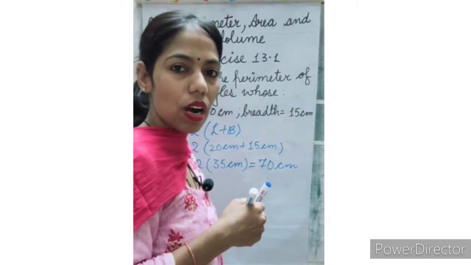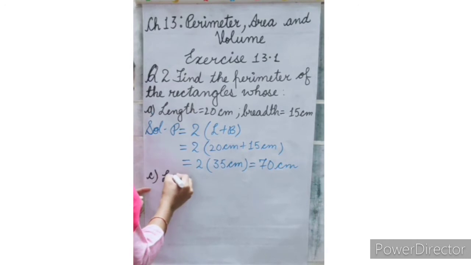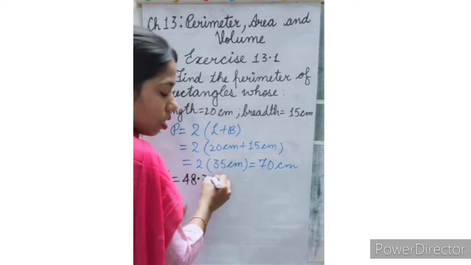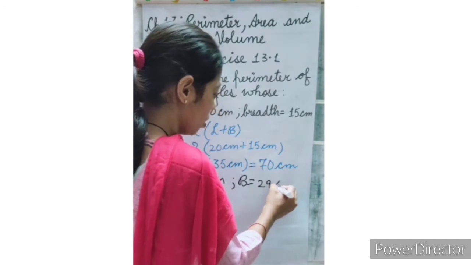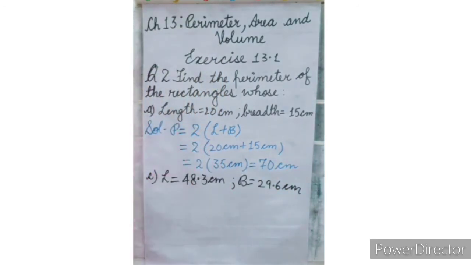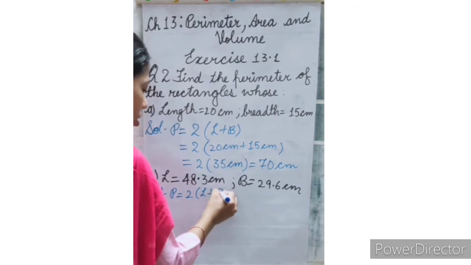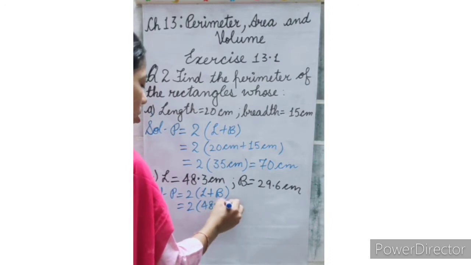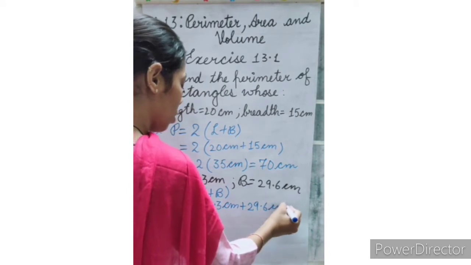Let's do part C. Part B you will do as revision work. Part C is, let's write L for length. Length equals to 48.3 centimeter and breadth is equal to 29.6 centimeter. Let's solve. We know the formula. P is equal to 2 into L plus B. Here L is 48.3 centimeter, B is 29.6 centimeter.